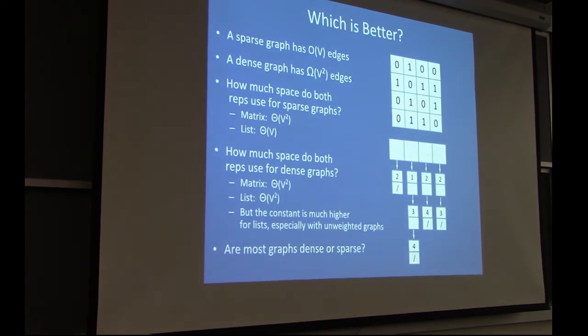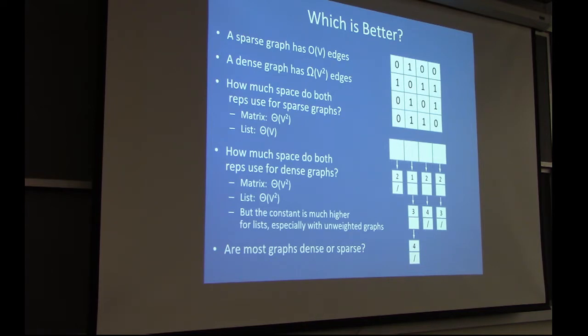Okay. So we have to ask ourselves which is better, which you would use in practice. Here are some observations. First, some definitions. We're going to call a graph sparse if it has O of V edges. So if the number of edges is proportional to the number of vertices, we'll call it sparse. And we're going to call a graph dense if it has omega of V squared edges. So there's a quadratic relationship between the number of vertices and the number of edges.